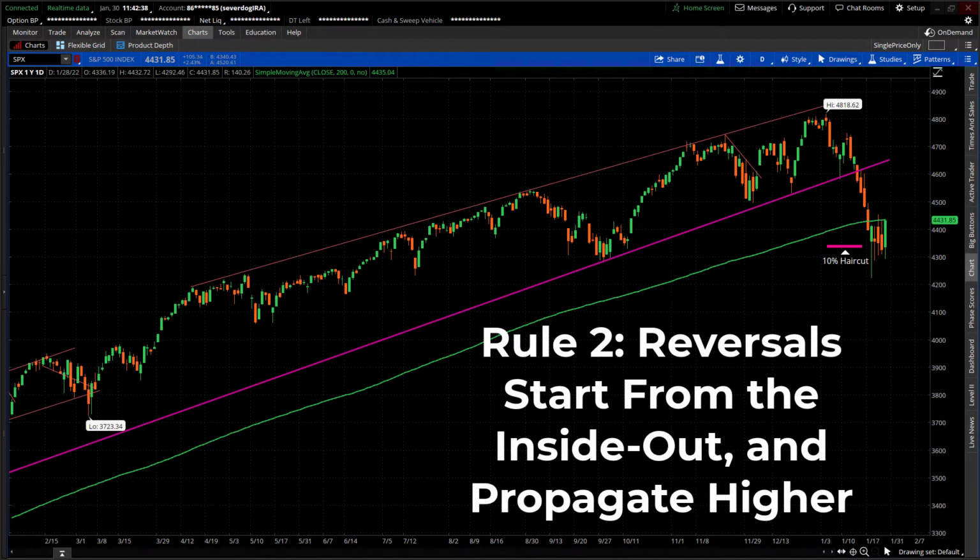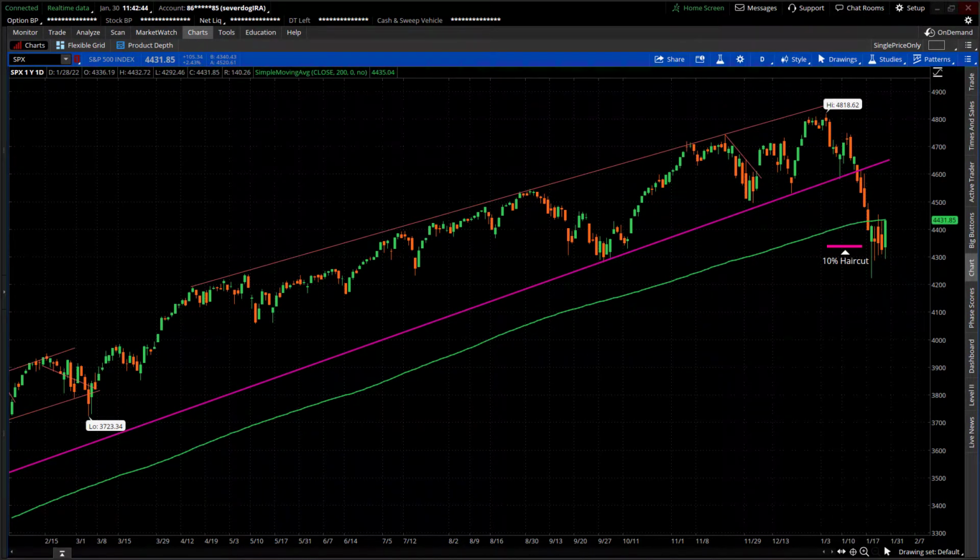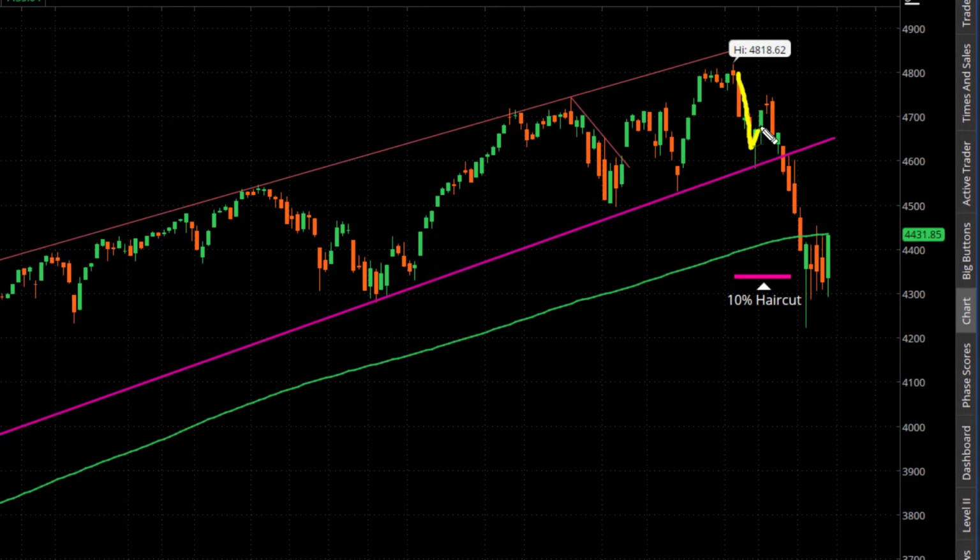Rule number 2 states that reversals start from the inside out and they propagate higher. Now, this reversal started way back up here on the daily chart with that lower high and a lower low breaking out below this trend line in this channel. And this is where the downtrend really kicked in on the daily chart. So that's all well and good, but what about this pattern down here? When and if would this reverse back up to the upside?